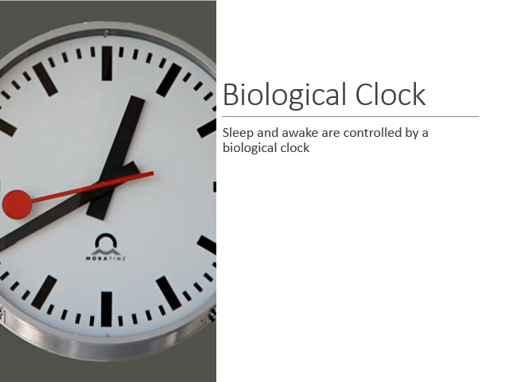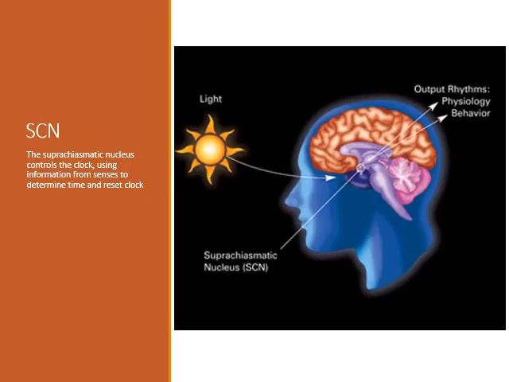Sleep and arousal are controlled by what's known as the biological clock. In your brain, you have a central region that controls basically when cycles occur. This is controlled by a structure called the suprachiasmatic nucleus, the SCN. It's going to use information from the environment in order to reset your clock.